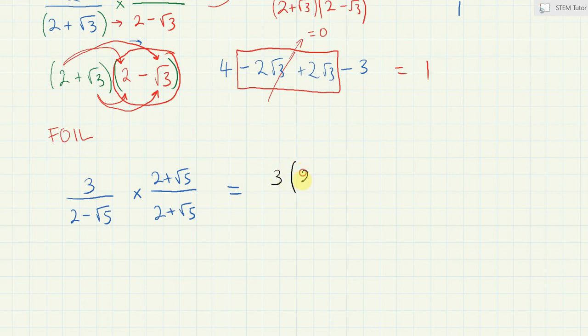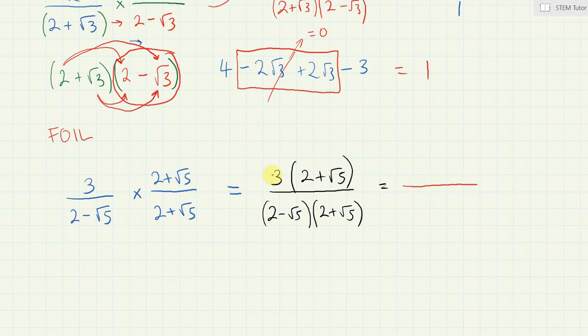So this will equal 3 multiplied by the top, so it's just easier in this case just to write 3 brackets 2 plus root 5 all over 2 minus root 5 times 2 plus root 5. So the top, 3 times 2, 6 plus 3 root 5.